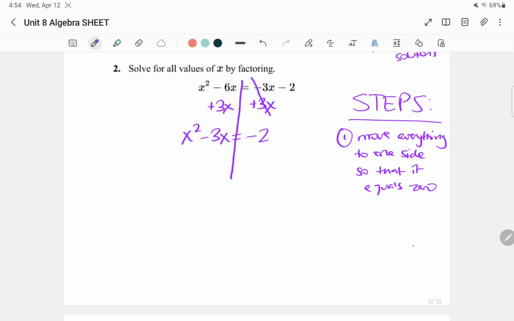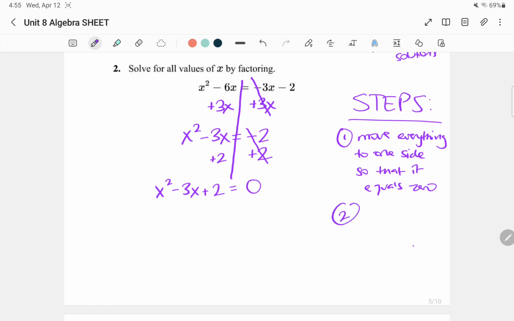And now I still have to move that negative 2 over, so I'm going to add 2 to both sides. That cancels out, so I have x squared minus 3x plus 2 equals 0.